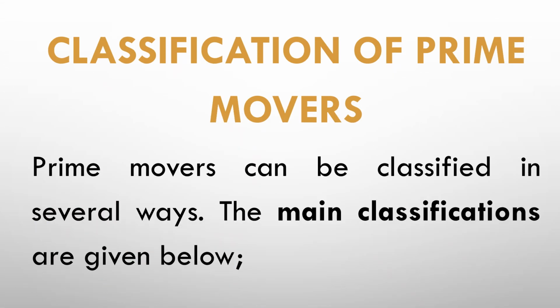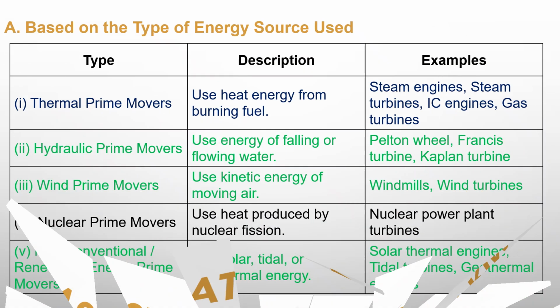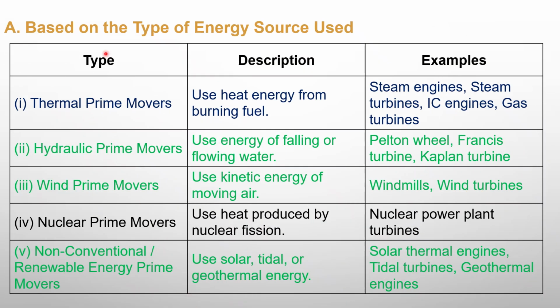Now we are going to discuss the classification of the prime mover. The main classification of the prime mover is given in the next slide. The first way to classify is based on the type of energy source used. The green color indicates a non-conventional or renewable source of energy, whereas the first and fourth, that is fossil fuel, which is available in limited amount, are conventional sources of energy.